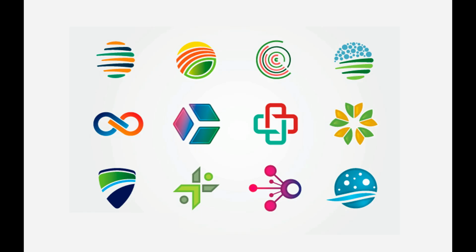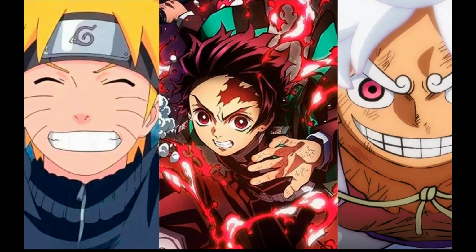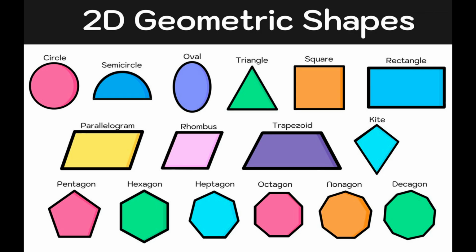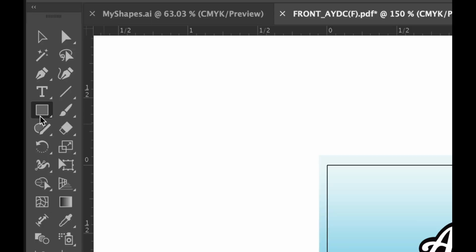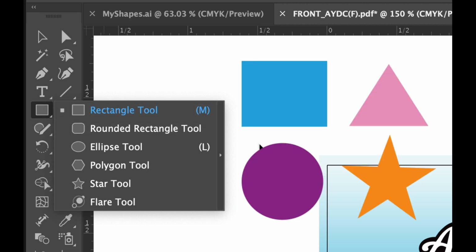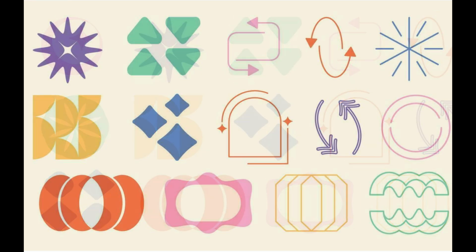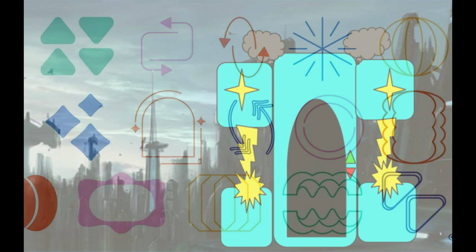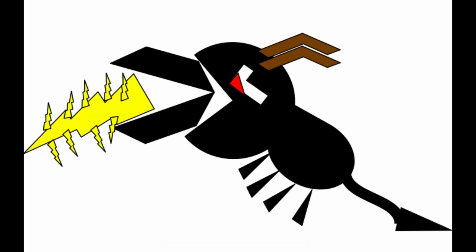Whether you're designing logos, creating digital art, or exploring graphic design for the first time, mastering the shape tools will set the foundation for your creative journey. In this lesson, you'll learn how to locate and understand the different shape tools, create basic shapes like rectangles, circles, polygons, and stars, and customize and modify shapes to make them uniquely yours. By the end of this lesson, you'll have the skills to start building your own designs and projects with confidence.